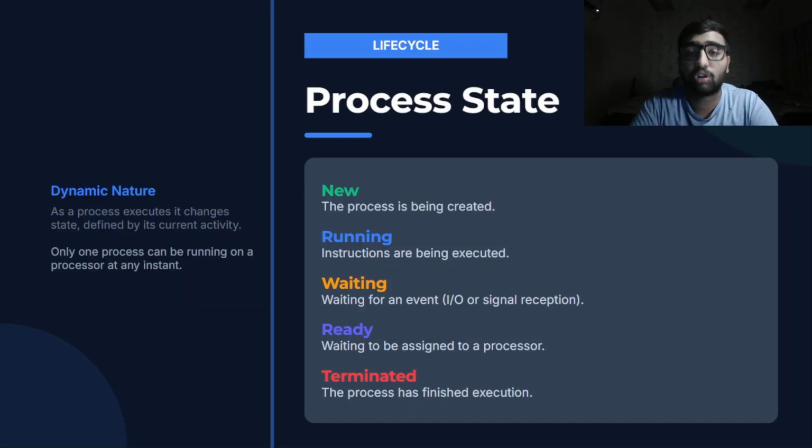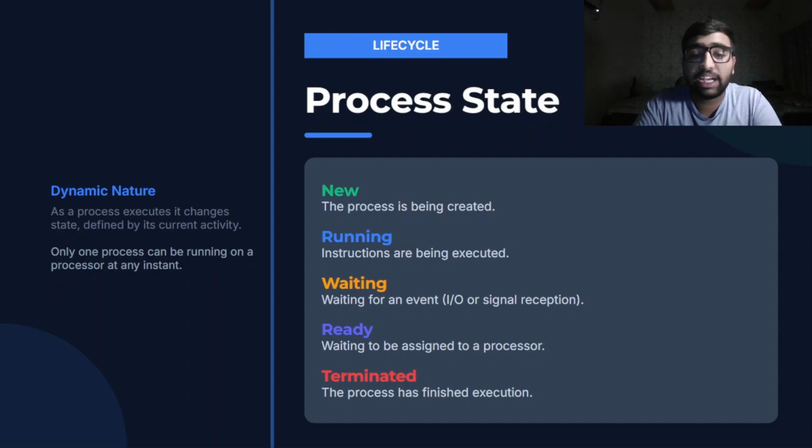Now let us look at the process states. Here we are going to understand the complete life cycle of the process and the various possible states a process can have. As a process executes, it changes its state, defined by its current activity. So the current activity of the process defines the current state of a process. First, when a process is created, it is in the new state. When the instructions of the program or process are being executed, it is in the running state.